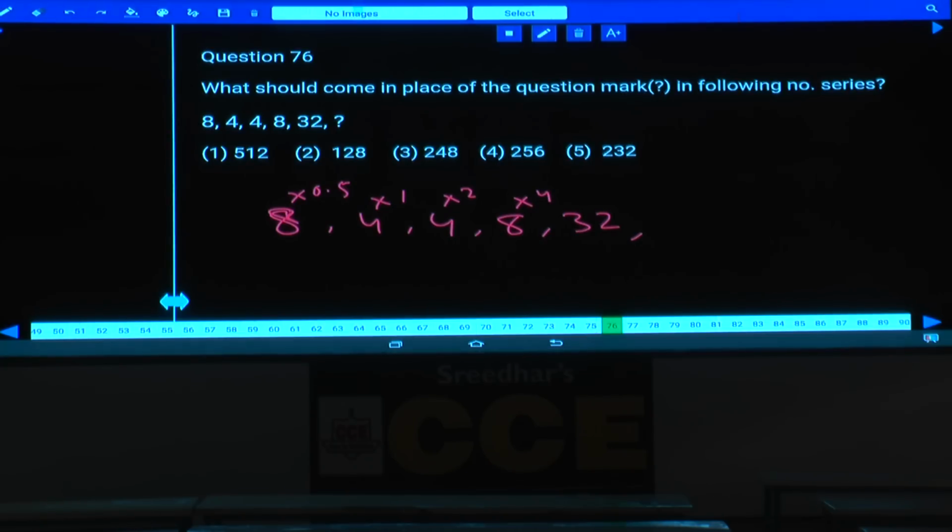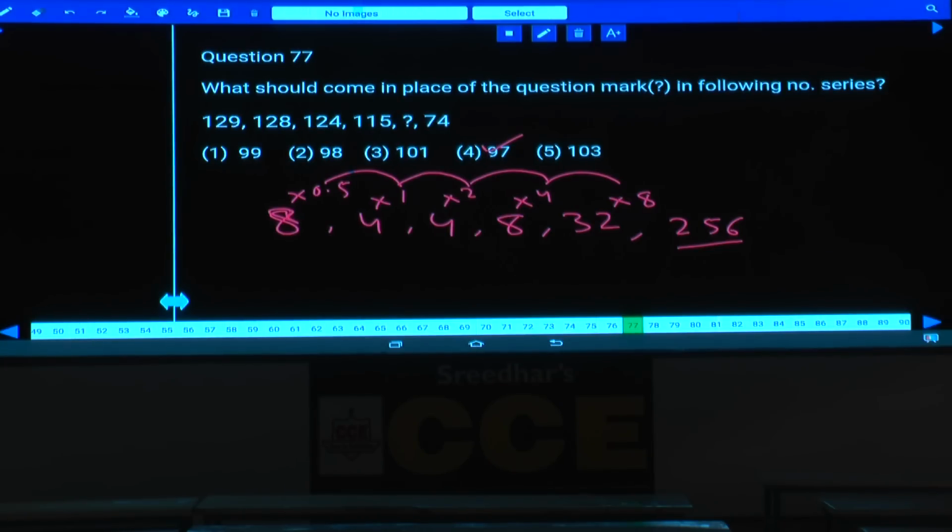Then what should be the next one? 0.5 into 2 is 1. 1 into 2 is 2. 2 into 2 is 4. Next one, 4 into 2 is 8. Now 32 into 8. Yes, what is 32 into 8? 256. That is given in choice 4. Into 0.5, 1 into 2 into 4 into 8, 76.